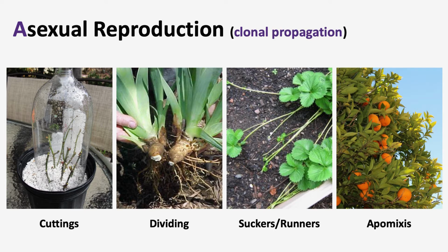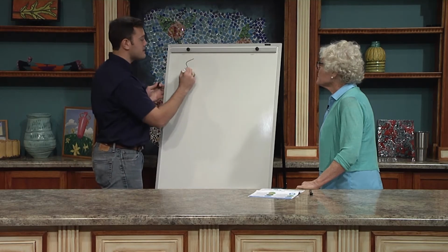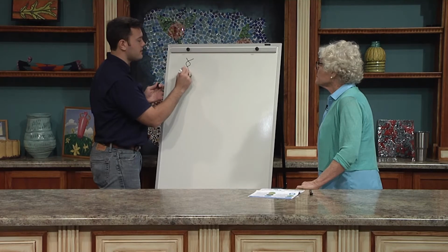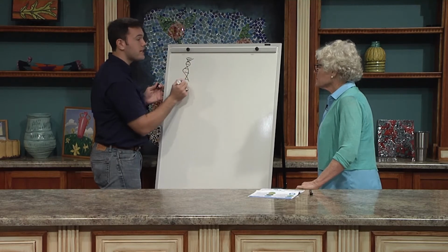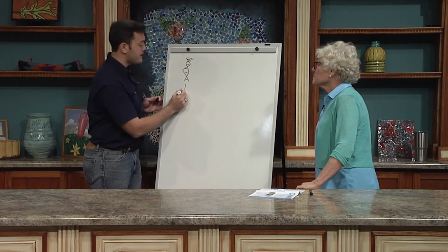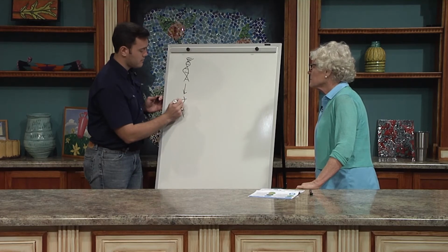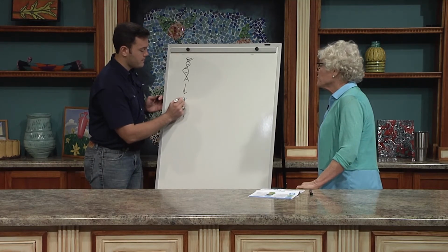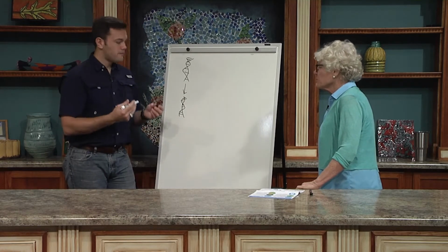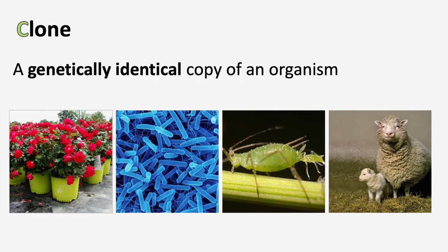And when I say asexual, it yields a plant that has the exact same DNA as the mother plant. So if the mother plant has this DNA sequence, any cuttings or divisions that you take from that mother plant will also have that exact same DNA. And we call that vegetative reproduction sometimes too, or clonal, because it has the same DNA.